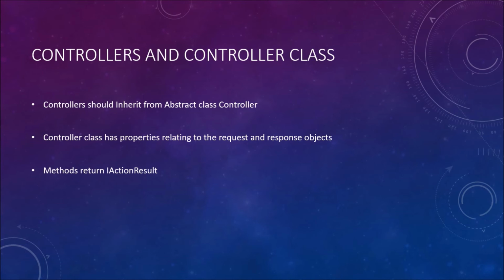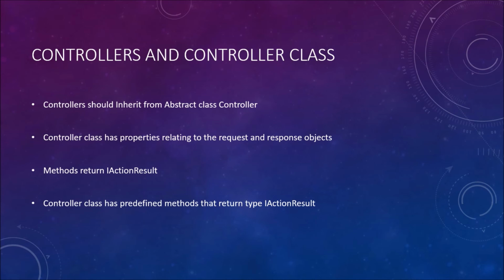Now, methods need to return a type of IActionResult, which means they need to return some sort of class that implements the IActionResult interface. And the Controller class has a bunch of predefined methods that return different data types that implement the IActionResult interface. So with the Controller class, you get built right into it not only all of the properties you might need to directly interact with the request and response objects, but also all of these predefined methods that return some sort of IActionResult.